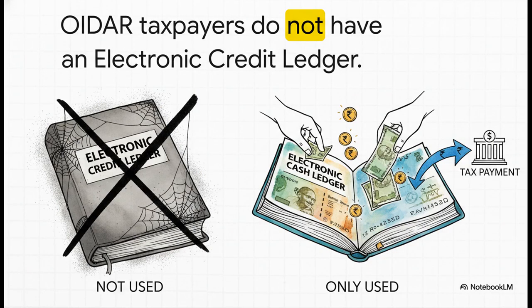And that leads directly to this next point. Since there's no ITC for you, there's also no electronic credit ledger. It just doesn't exist for you. Instead, every single payment you make has to come from your electronic cash ledger. It's pretty much a digital wallet. You put money in, and then you pay your taxes from it.